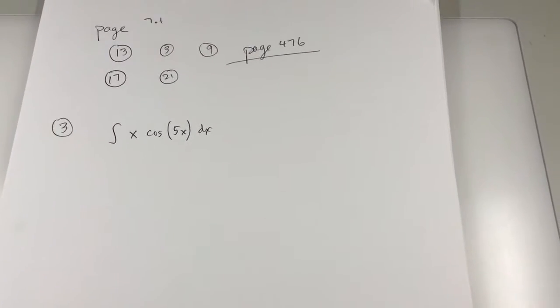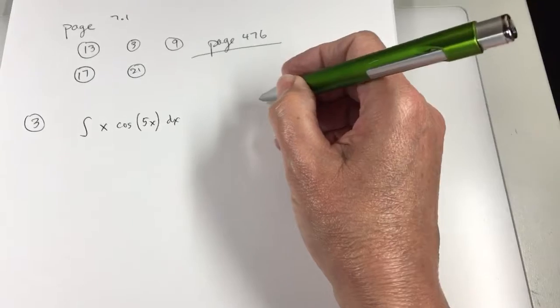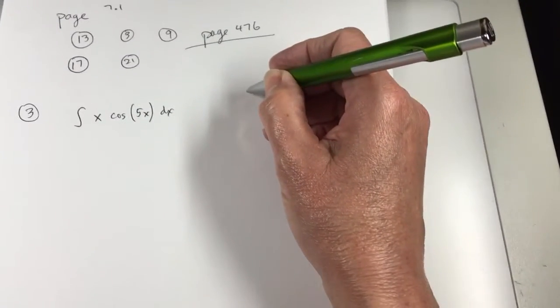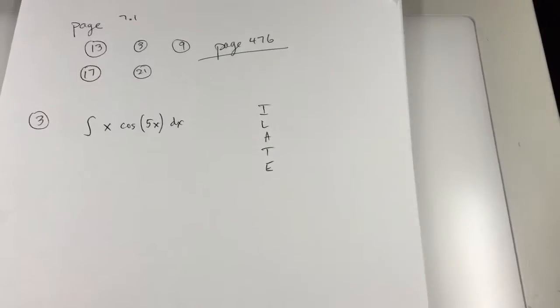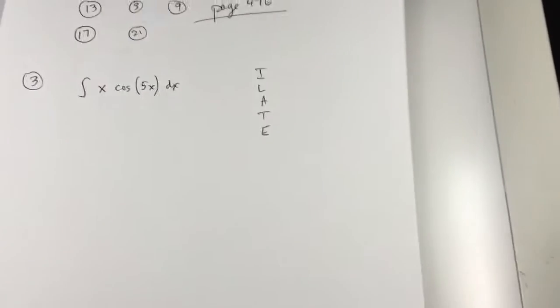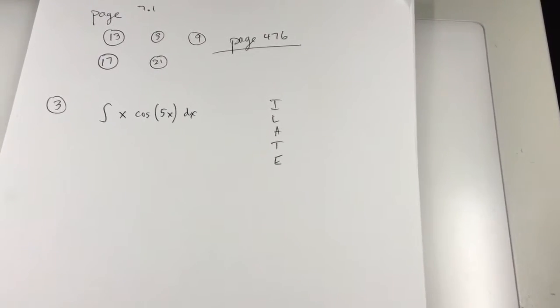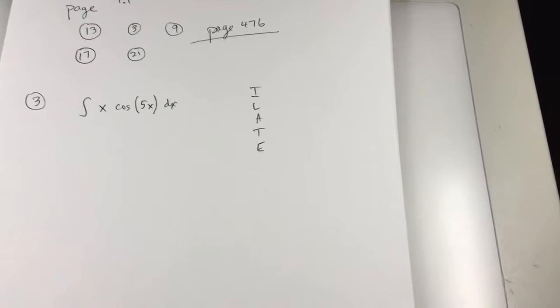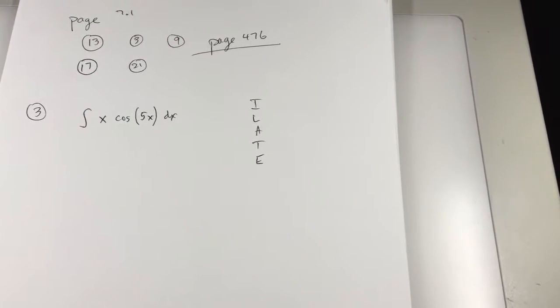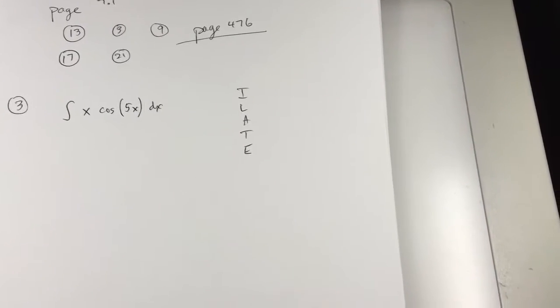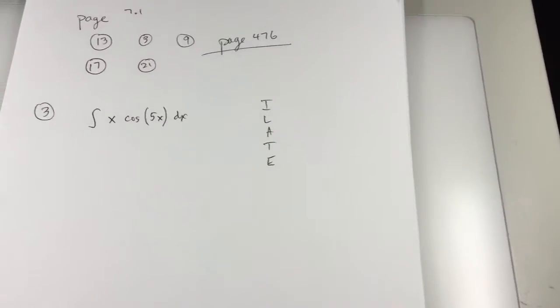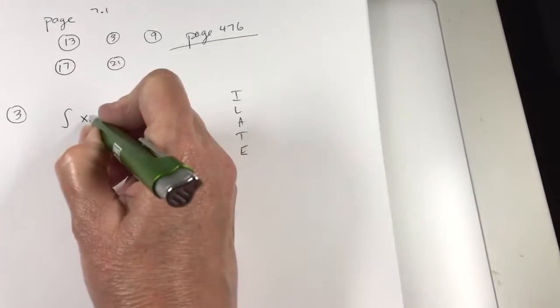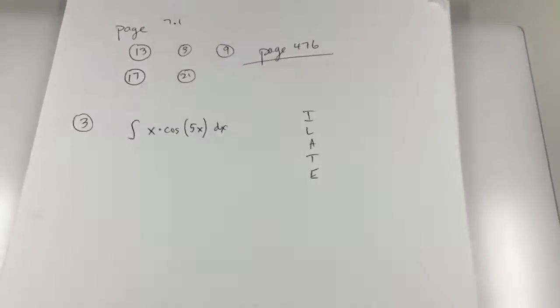It is an integration by parts problem, and I'm thinking this, what I mentioned last week, I-late will give you a clue on what you pick for u. And so I is inverse trig function. There are no inverse trig functions. Go to the L. Logarithmic functions. There are no logarithmic functions. Go to the A. Algebraic functions. Bingo. X is the algebraic function. So it's x times cosine 5x.